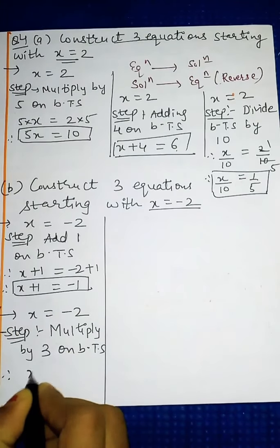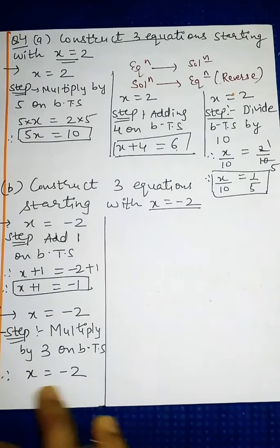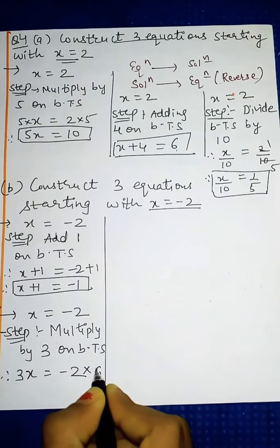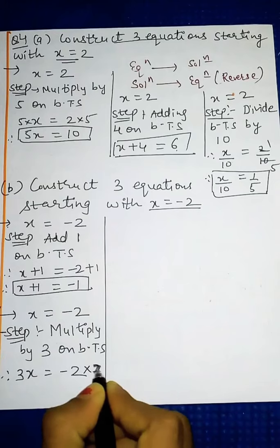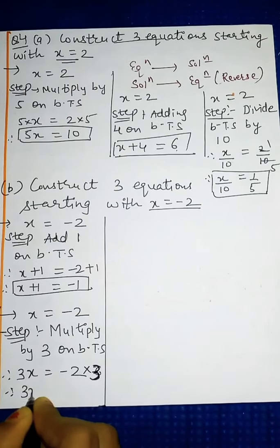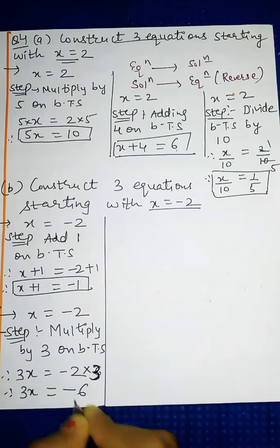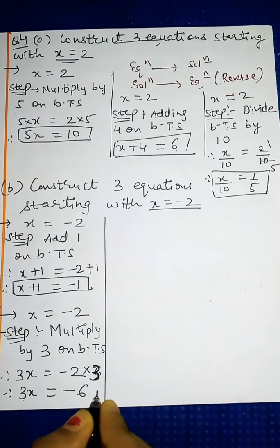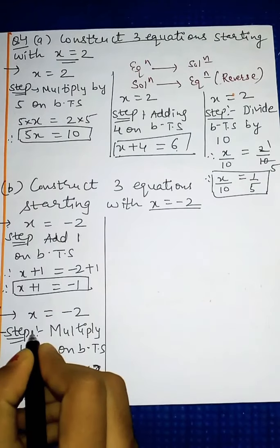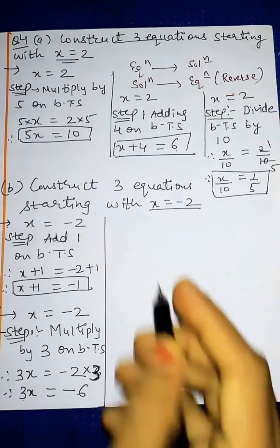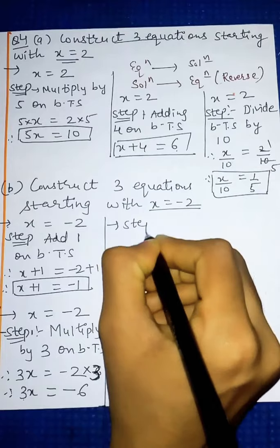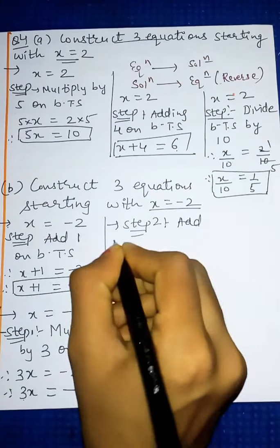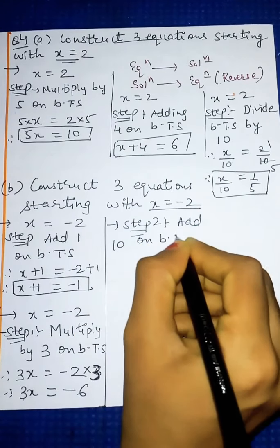So here x was there and here -2 was there. I am multiplying by 3. So here 3x and here -2 into 3, so this side 3x and this side -6. So I got 3x equal to -6. This was my step 1. Now I want to do one more step. So the second step I am doing is adding 10 on both the sides.